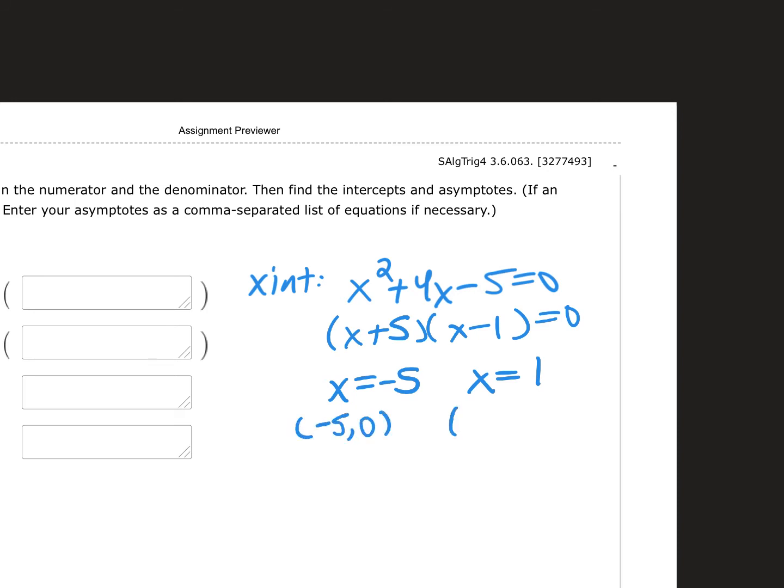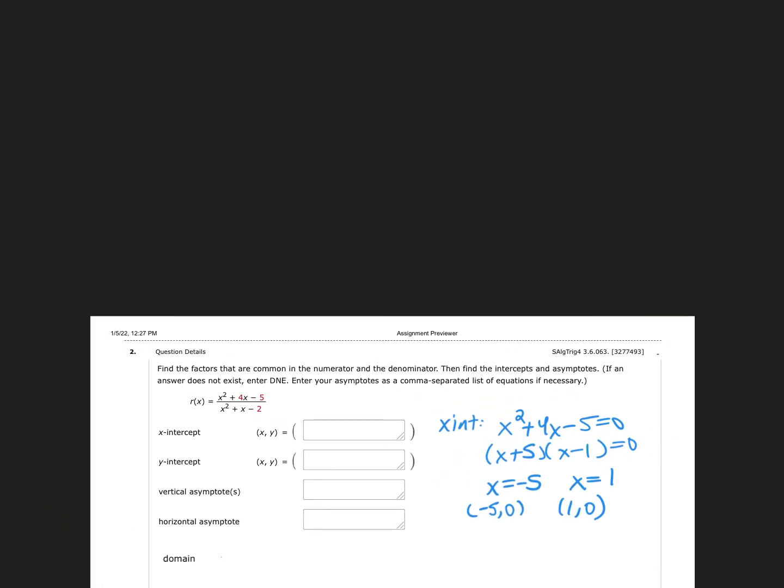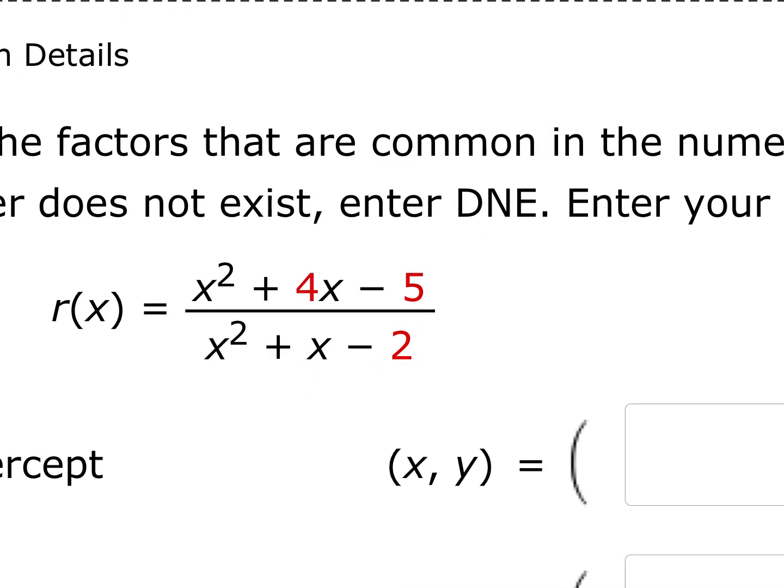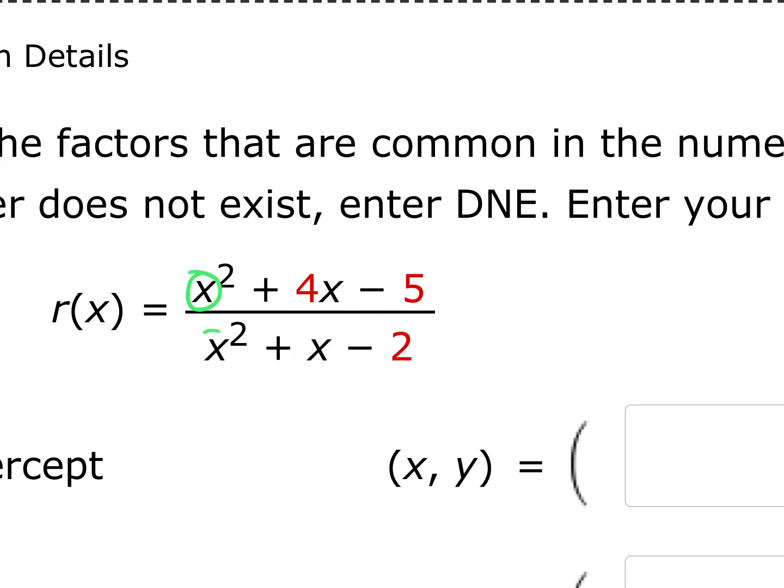-5, 0, and 1, 0. Good. Now our y-intercept. Annabelle just asked me, can I just put zeros? If this is how you want to show your work tomorrow for your y-intercept, you just want to go 0, 0, 0, 0, that's totally fine with me. Because you're showing me that you understand how to find it.